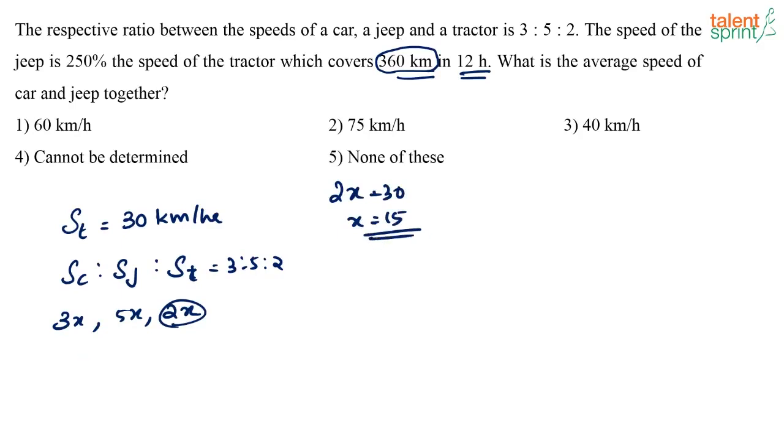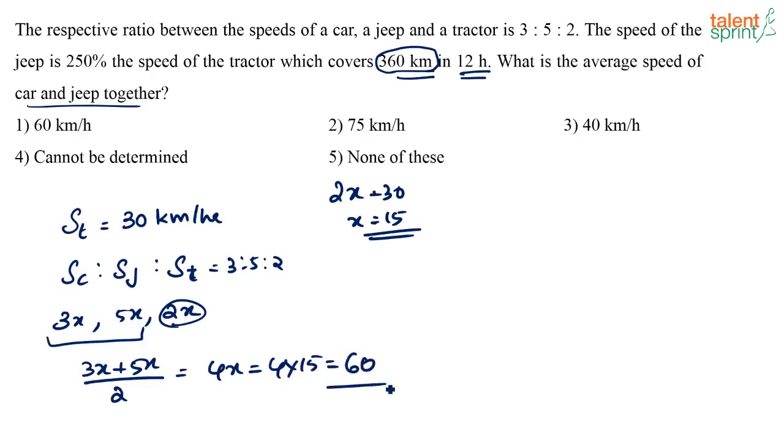Now what should I find out? The average speed of the car and the jeep together. So what is that? 3x plus 5x divided by 2, right? 3x plus 5x by 2, that is 8x by 2, which is equal to 4x. So I have to find the value of 4x. What is 4x? 4 into 15, which is equal to 60. So the answer that I am looking for is 60 kilometers per hour.